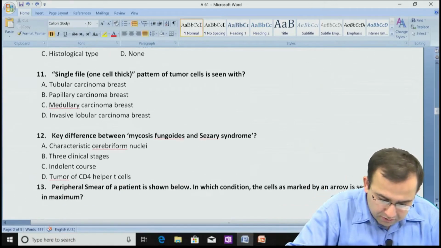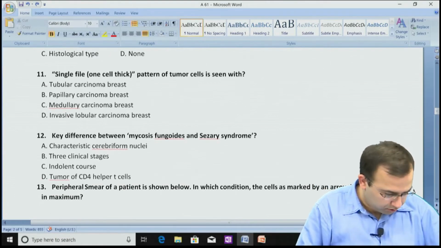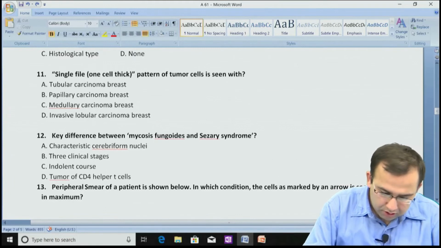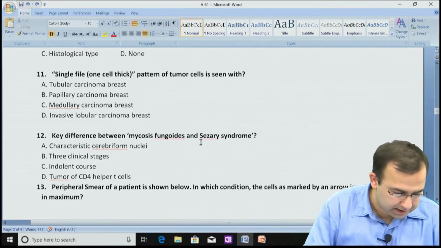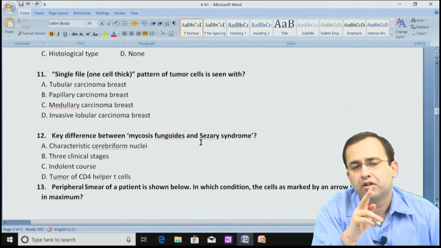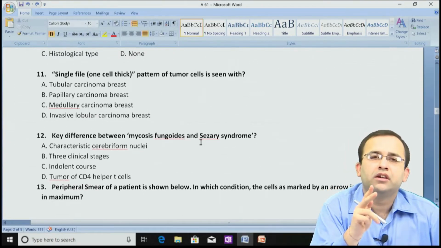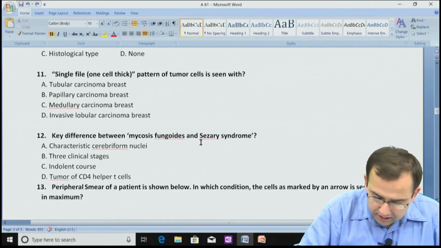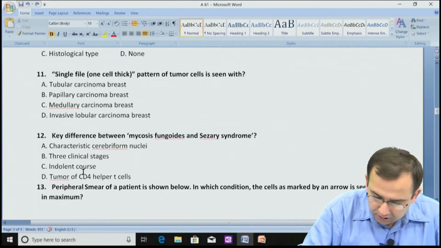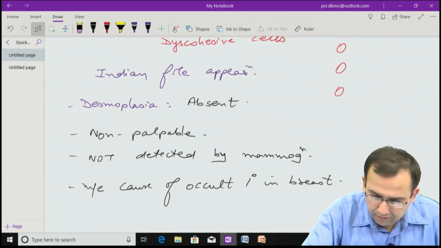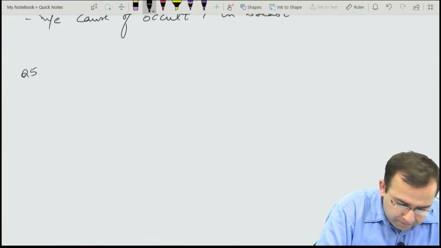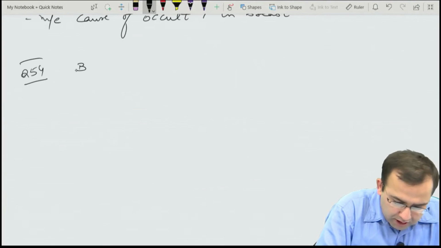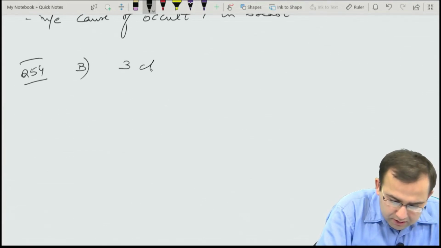Next point. This gets us to the next question, question number 54. Key difference between mycosis fungoides and Sézary syndrome. Firstly, mycosis fungoides and Sézary, these are the two main cutaneous T cell lymphomas. The main difference between the two is the clinical stages. Now, let me write this for you. Question 54, the answer is B, that is the 3 clinical stages.